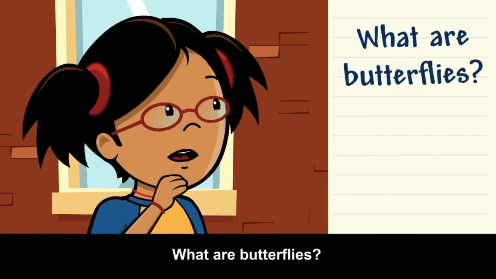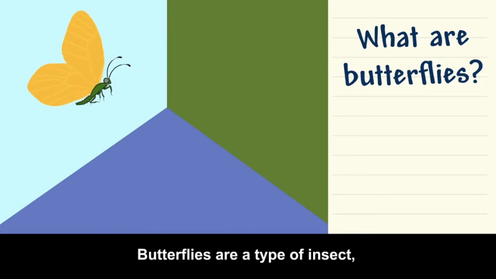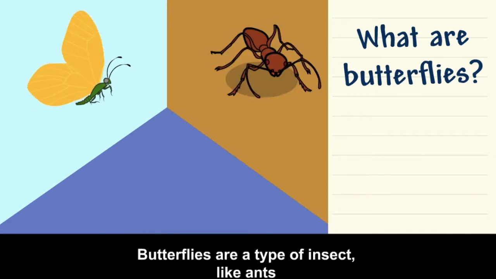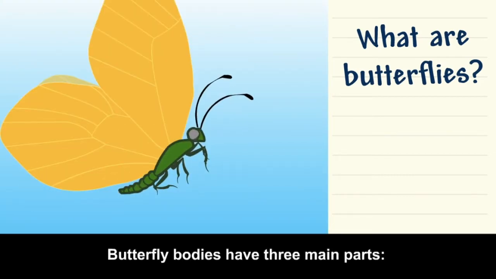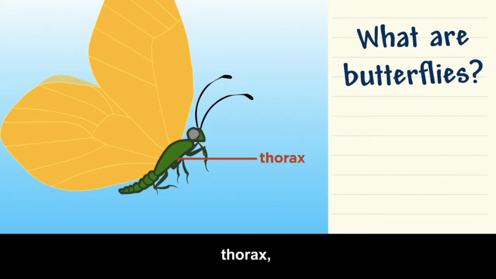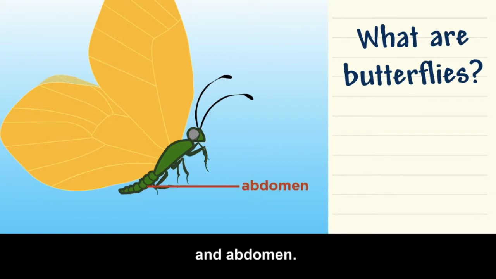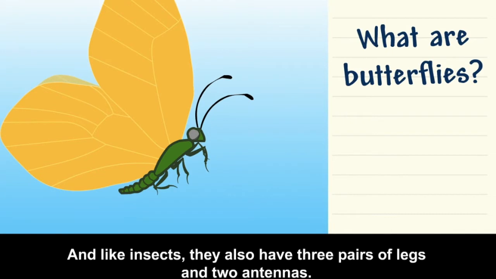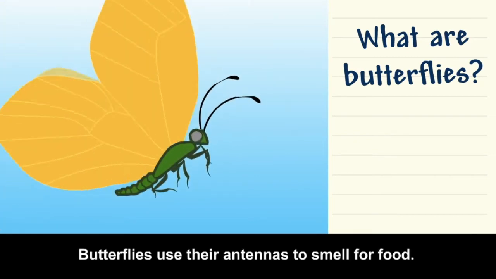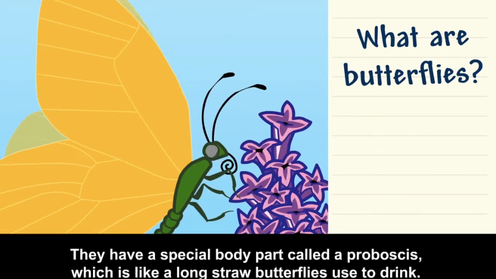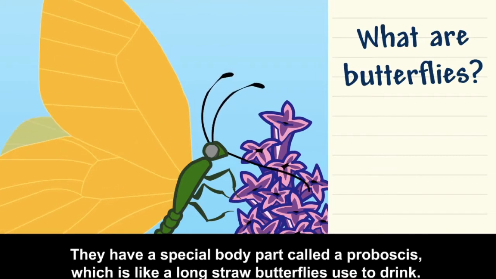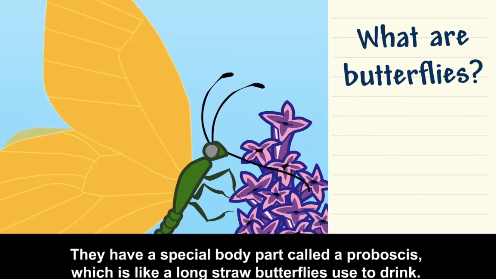What are butterflies? Butterflies are a type of insect, like ants and beetles. Butterfly bodies have 3 main parts: head, thorax and abdomen. And like insects, they also have 3 pairs of legs and 2 antennas. Butterflies use their antennas to smell for food. They drink the nectar of different flowers. They have a special body part called a proboscis, which is like a long straw butterflies use to drink.